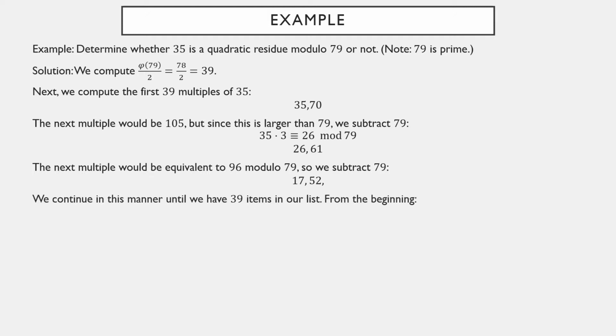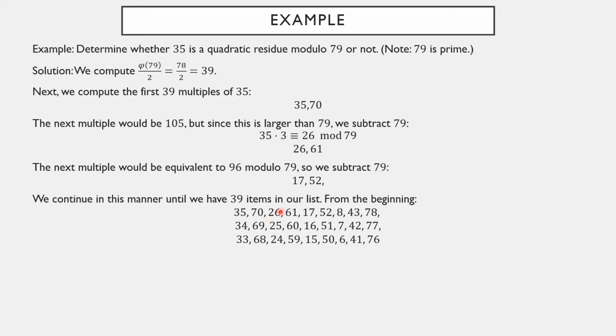I keep adding 35 over and over again. Whenever I pass the value of 79, I just subtract 79 so that I have easier computations, and I just keep adding. And I do this until I have 39 total items in the list. So from the beginning, plus 35, but minus 79, plus 35, but minus 79, and so forth and so forth.